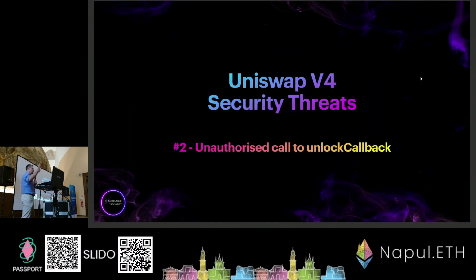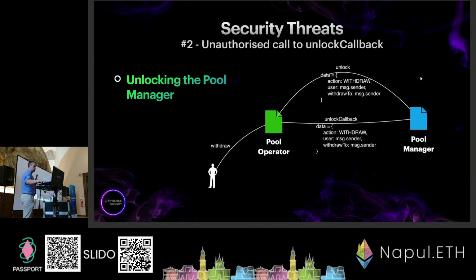Another example is on the other side. It's also an unauthorized call, but to the unlock callback. So the call flow looks like this. There is a user. He calls some function on the pool operator, which is this helper contract used to operate on the pool manager. And the pool operator calls the unlock function and passes some operation, some data. This data is returned in the unlock callback function. And then the pool operator knows what to do, right? So that's why it's needed, because you can do any operations in the unlock callback.